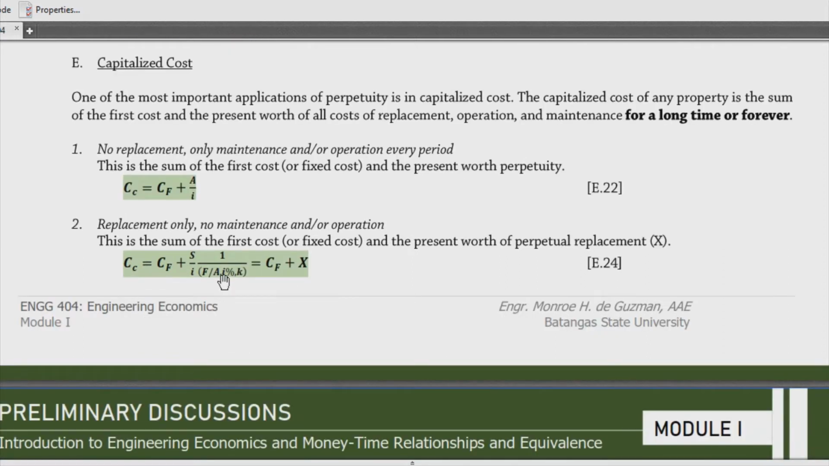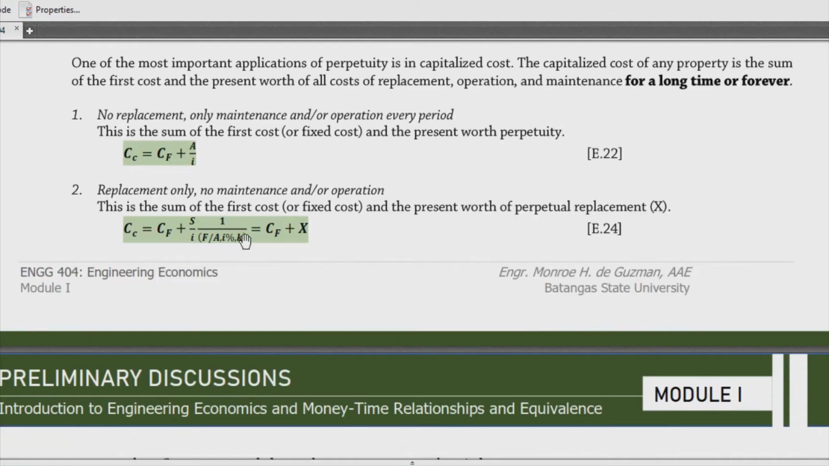Now for number two, if there is this replacement and no maintenance and or operation, so you have to add the first cost, and then you have this formula which gives you the present worth of perpetual replacement. So this is usually given in terms of x. So if you have x, then this is this equivalent equation. So given this uniform series future worth factor, you just have to divide that to 1. So basically, yung reciprocal na sinking fund factor, and then you multiply that with the perpetuity of this expression, and then you should be able to get that amount that you would be using for the replacement.